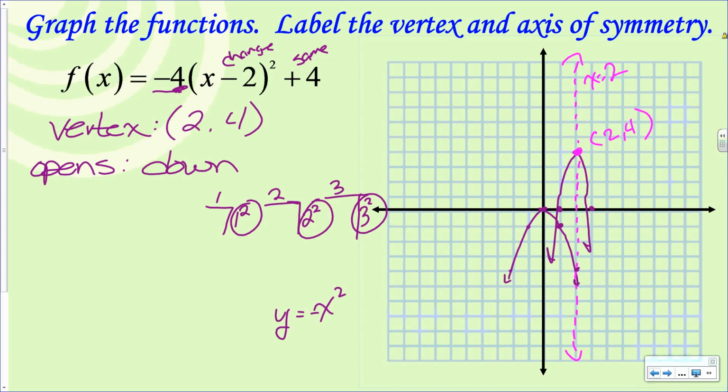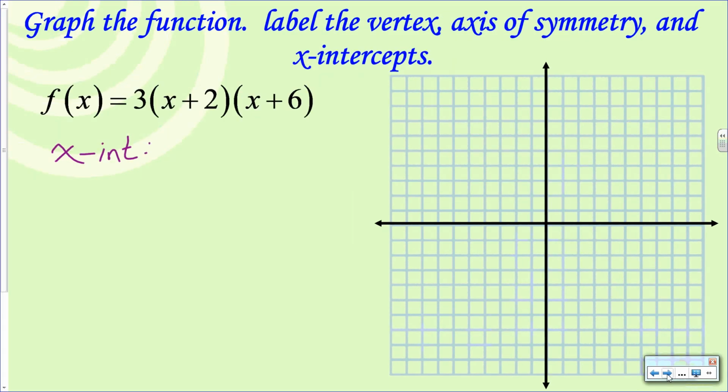Thank you for reminding me about that point. Okay? So they just wanted the vertex and axis of symmetry on this one. Great. Okay. So what are my x-intercepts? -2 and -6. Good.